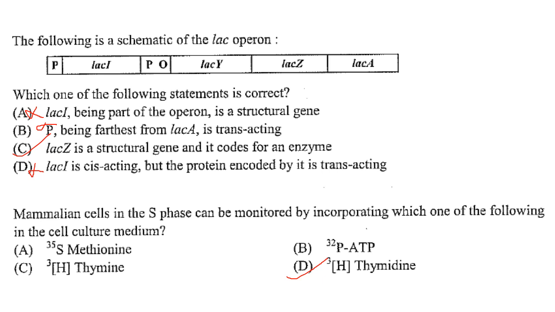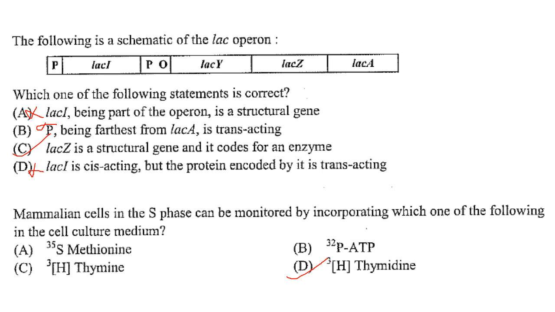Now, option A: lac-I being part of an operon. Lac-I is not a part of the operon and it is not a structural gene also. So A is not correct. B: P being furthest from lac-A is trans acting. P is not trans acting, it is cis acting. Lac-A is present on the same DNA strand and it is cis acting. So B is also not correct.